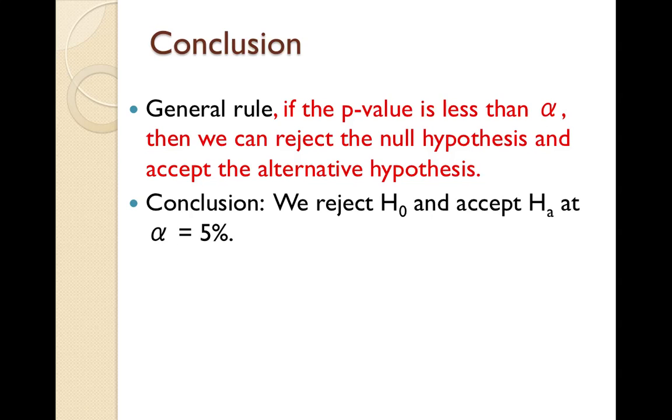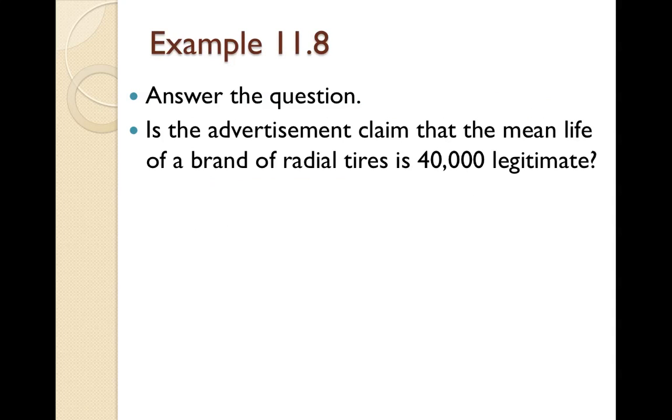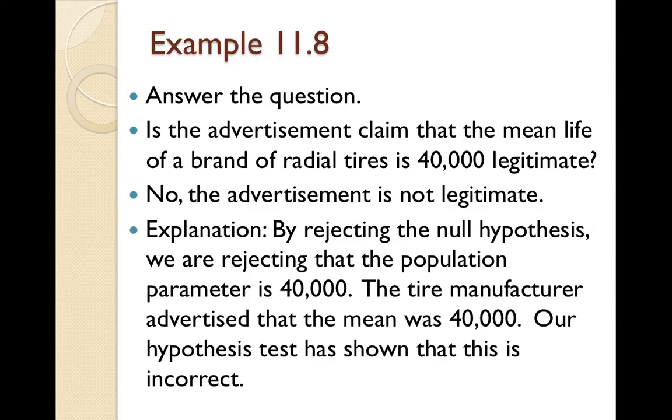The last part of the question involves going back to the original question and answering it. So if we go back to the original question, it was, is the advertisement claim that the mean life of a brand of radial tires is 40,000 miles legitimate? Is the advertisement legitimate? So this is what trips many students up, because while they can conduct the hypothesis test and compare alpha and the p-value without problem, it's hard to interpret what it really means in the scheme of things. In this case, the advertisement is not legitimate, and here's your explanation.